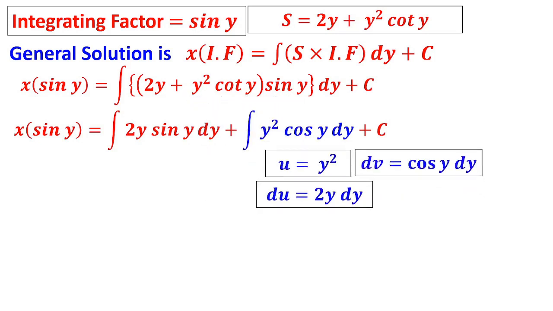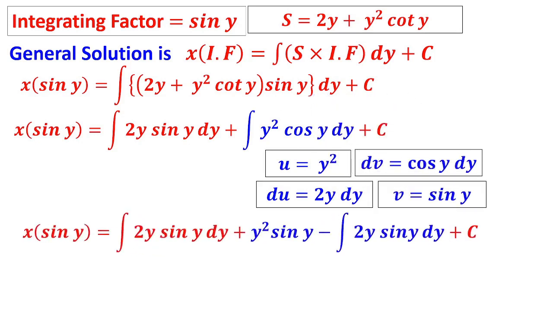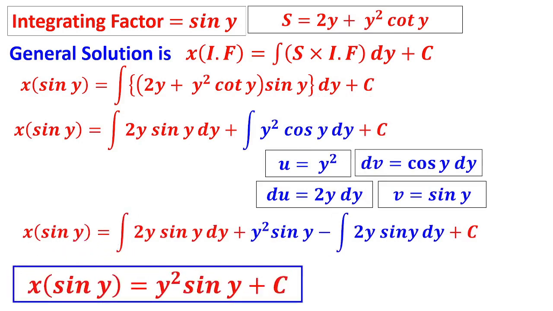Use u is equal to y square and dv as cos y dy. When you do it by integration by parts, the integral 2y sin y dy gets cancelled. You are seeing that over there. Therefore, the answer is x into sin y is equal to y square sin y plus c.